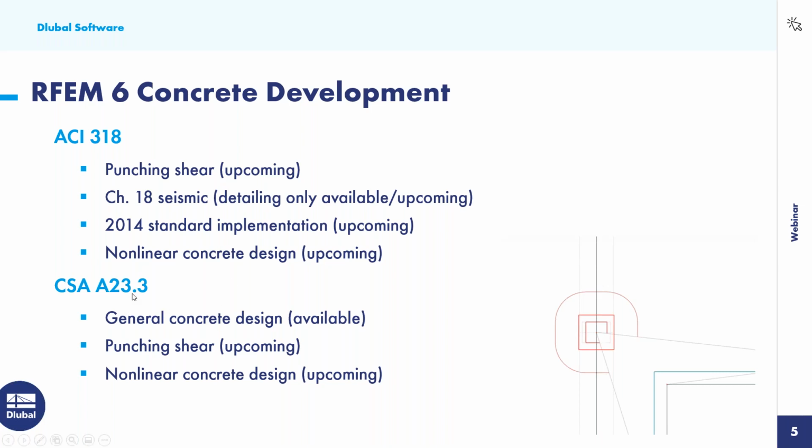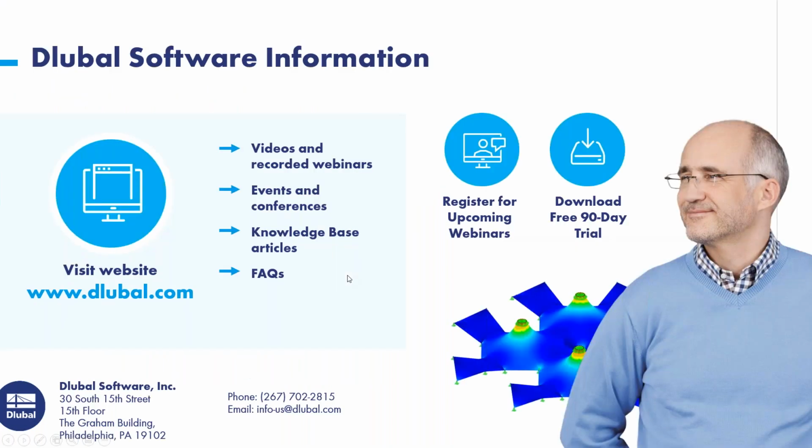CSA A23.3, everything that you saw today is also available for the Canadian standards. It's an identical workflow. We're just doing the design according to the CSA. The punching shear should also be available soon according to the Canadian standards, and nonlinear concrete design as well. So these are just some developments in the near future. Of course, we have longer term developments as well that are just a little bit further off.